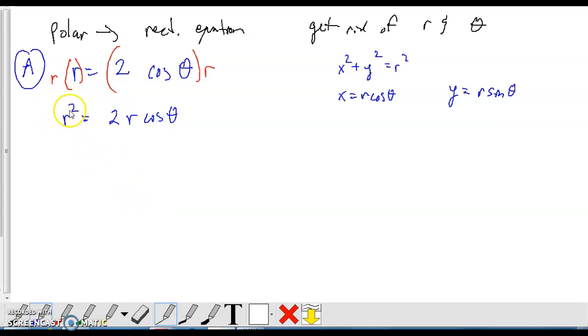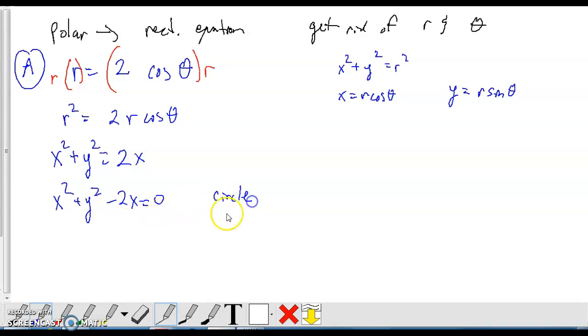I've now gotten rid of r squared, so I can replace it with x squared plus y squared, and now I can replace this guy with 2x. So let's just move it to the other side. x squared plus y squared minus 2x is equal to 0. That's as far as we're going to go. This is also an example of a circle, but again, we're not worrying about it. All we're doing right now is just making sure the r and the cosine can go away.